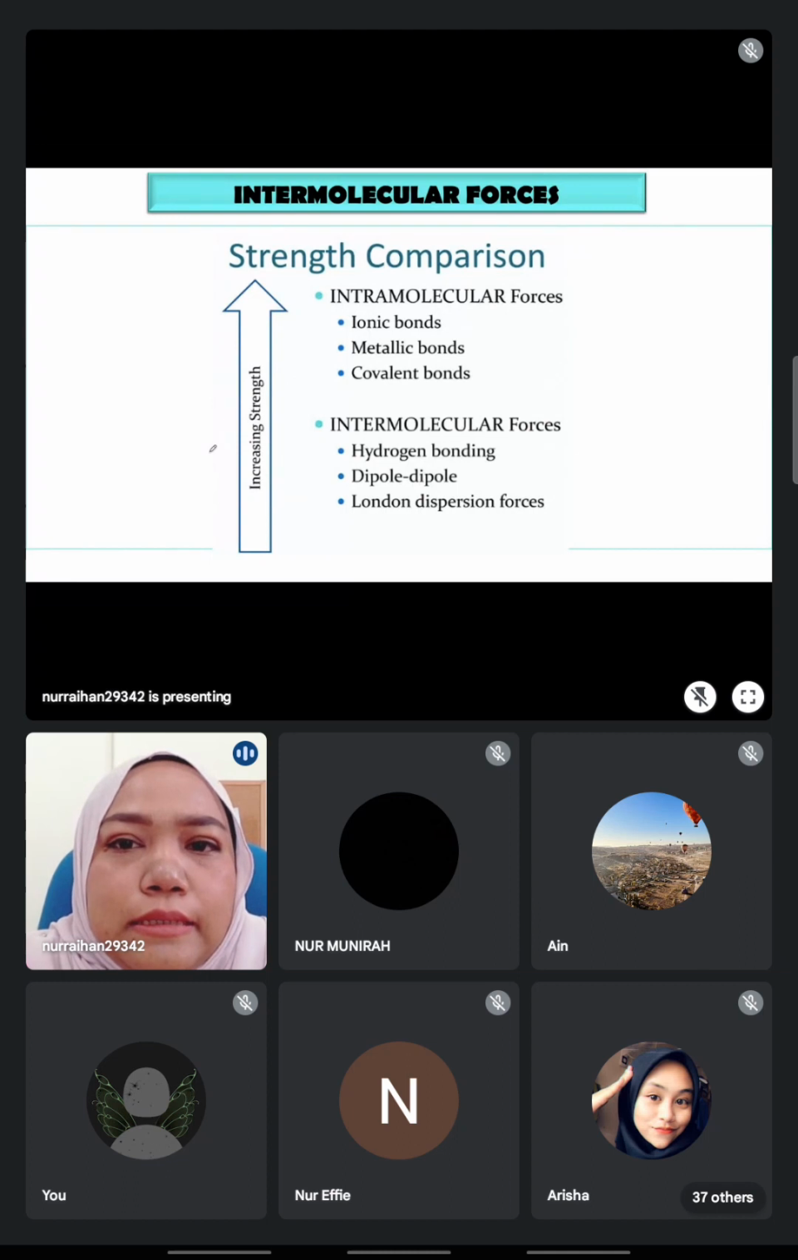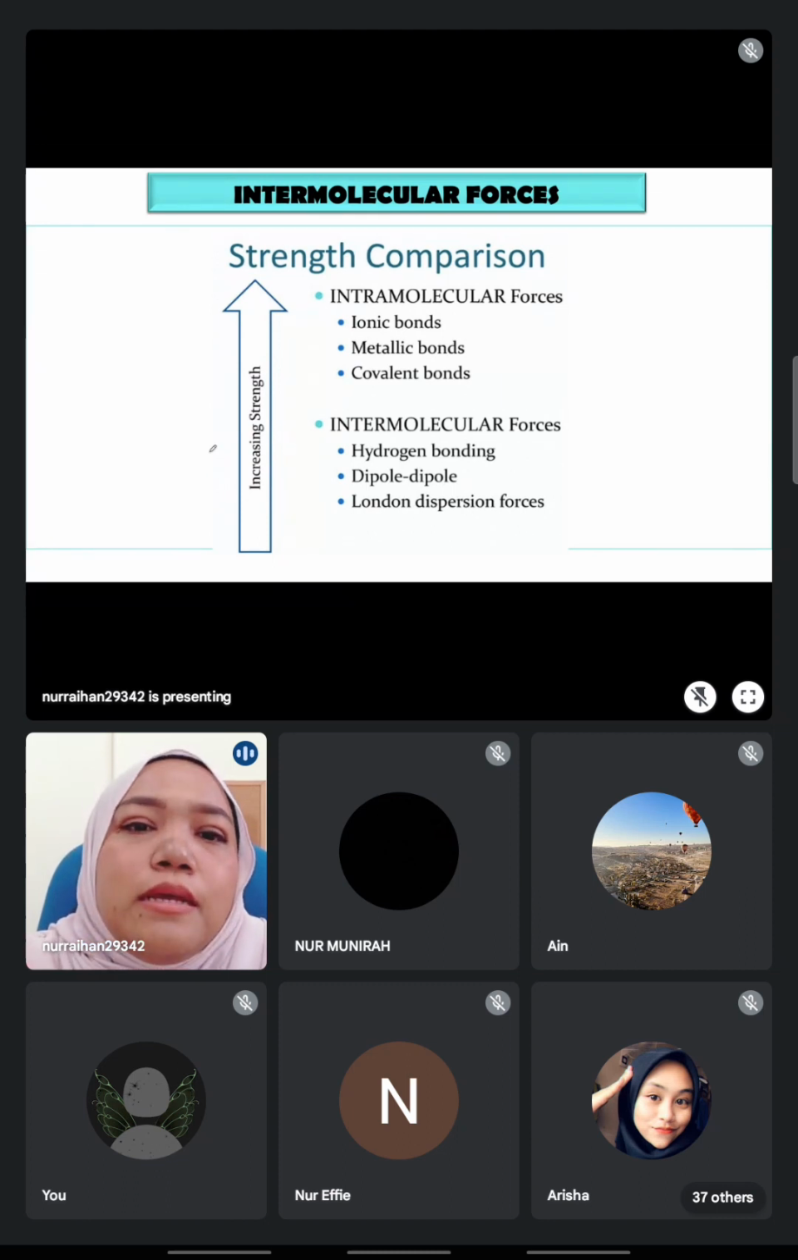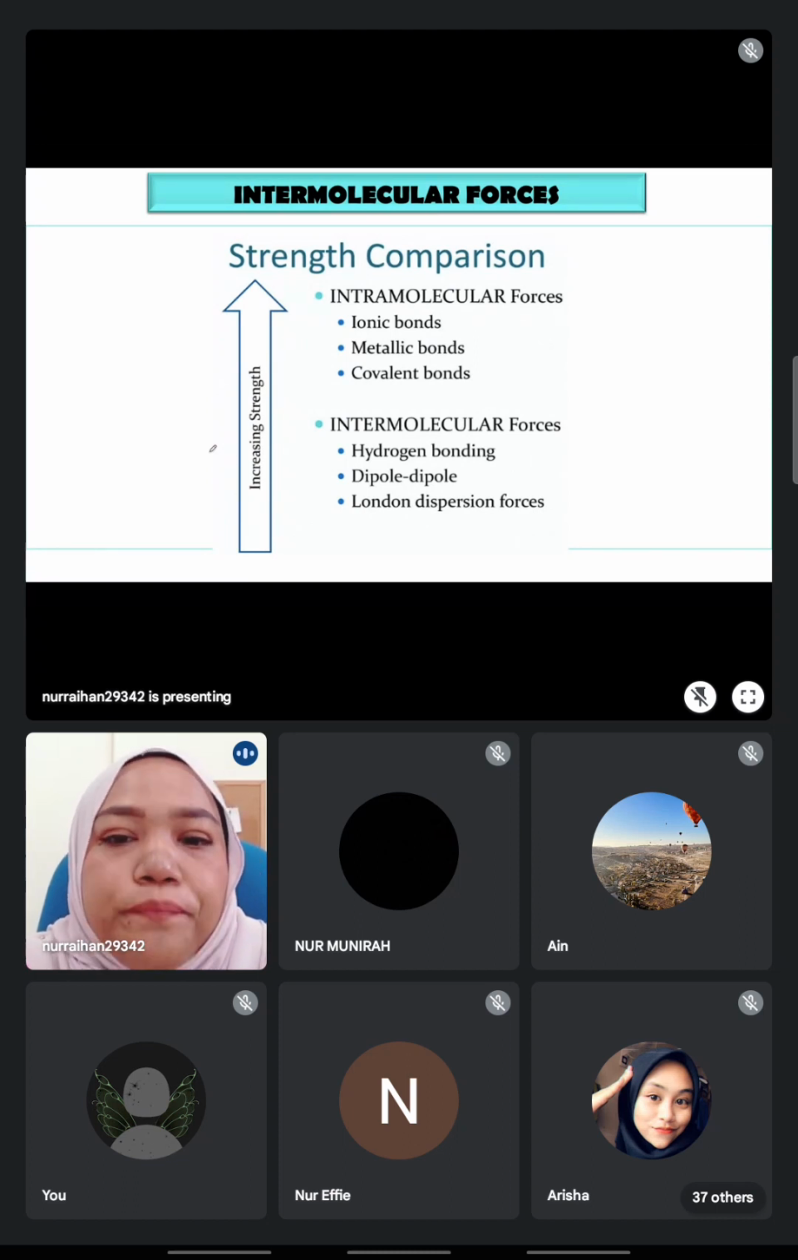In the forces that consist in the polymer, they will have different strengths. So when they have different strengths, you require different energy to alter the bonding. You require different energy to process the polymer and so on.